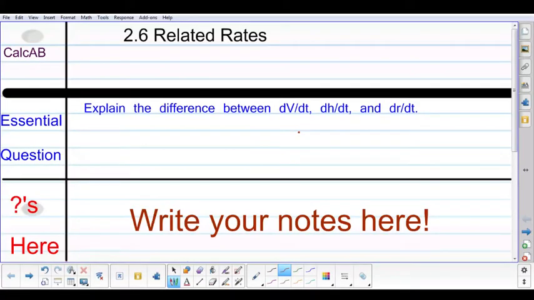Welcome, CalcAB. This is section 2.6, related rates. The essential question is, explain the difference between dV/dt, dH/dt, and dR/dt.